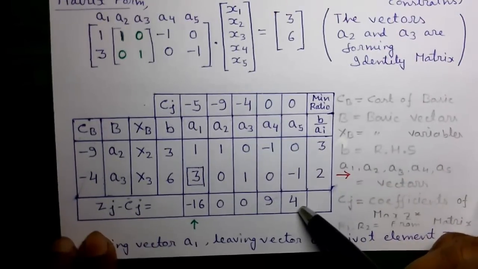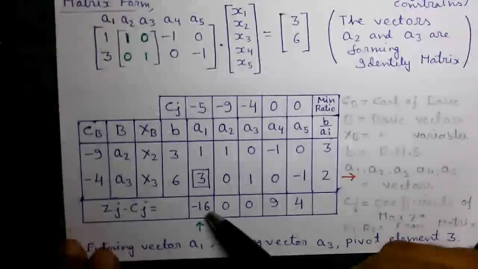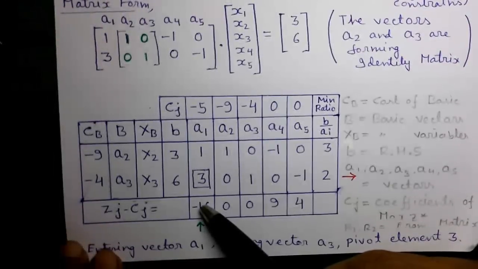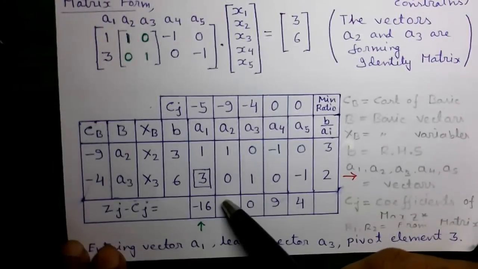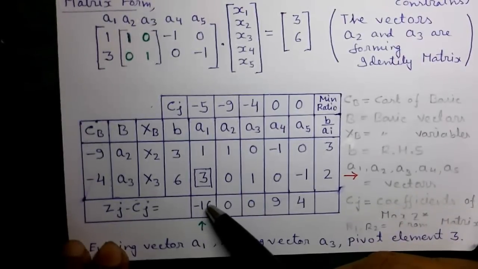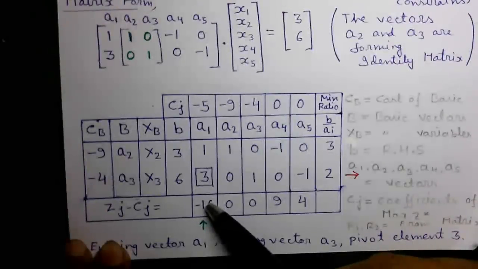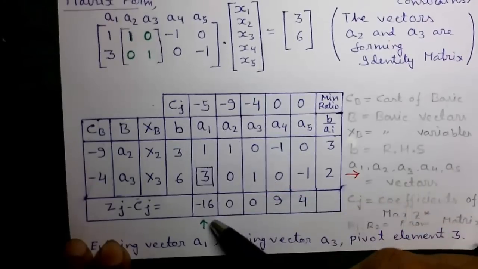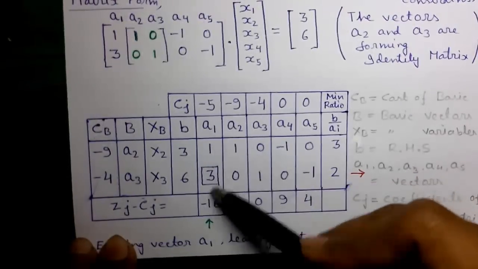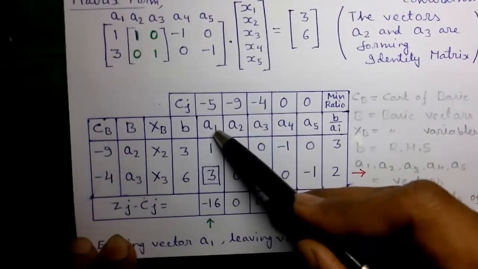Now after the calculation, you have to check the values in the zj minus cj row. You have to look for the most negative number, that is minus 16. If there is more than one negative number, look for the most negative one. Since we have only one negative number, it's easy for us. Our most negative number is minus 16 and we will write an upward arrow next to this column, the A1 column. So we can say the A1 column will be our entering vector column and A1 will be our entering vector.